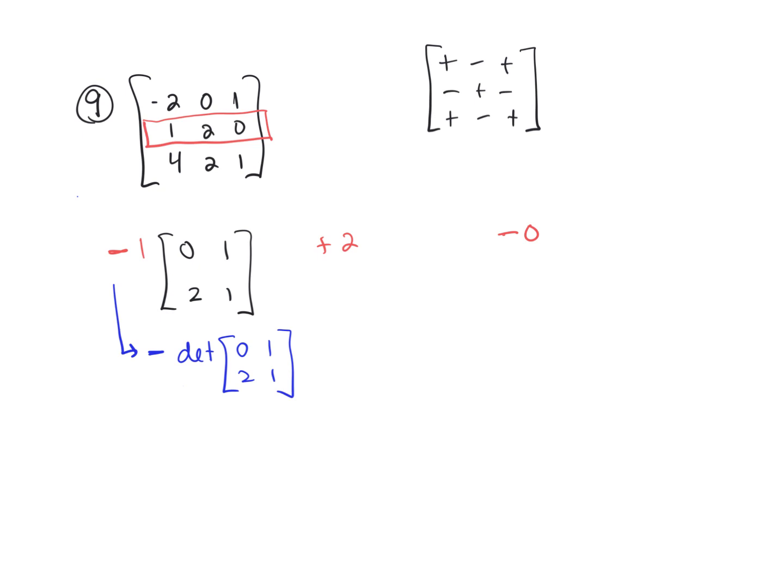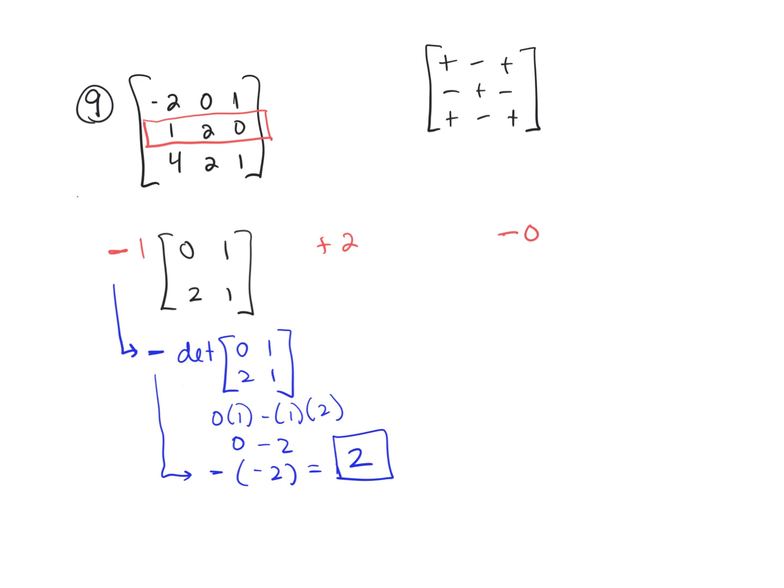I'm going to do the minor matrix first, we'll worry about the sign later. So we'll have 0 times 1 minus 1 times 2. 0 minus 2 is -2, but then I have the negative down here. So the cofactor is +2. That's what they are looking for in this section. Just find that cofactor. All right, now we're going to do the same thing for 2.